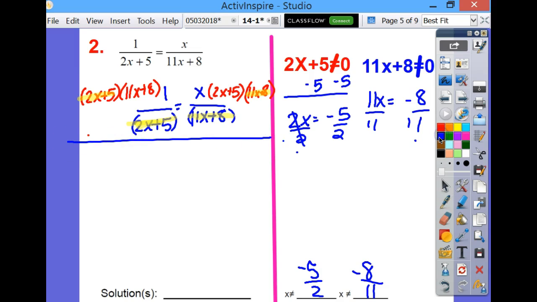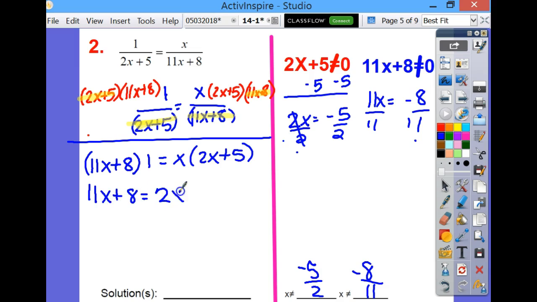What do I have left? 11x plus 8 multiplies by 1. X multiplies by 2x plus 5. Distribute. Do you see the squared right here? That means that this is a quadratic equation.